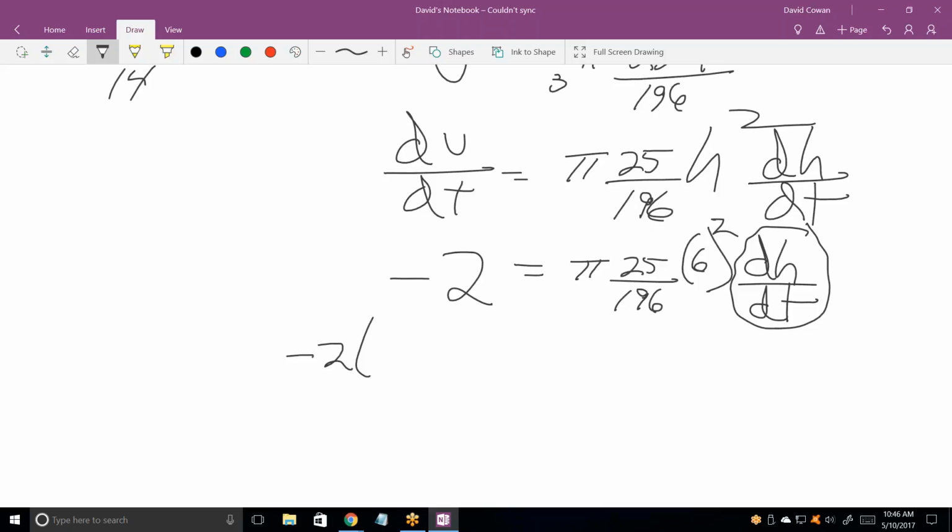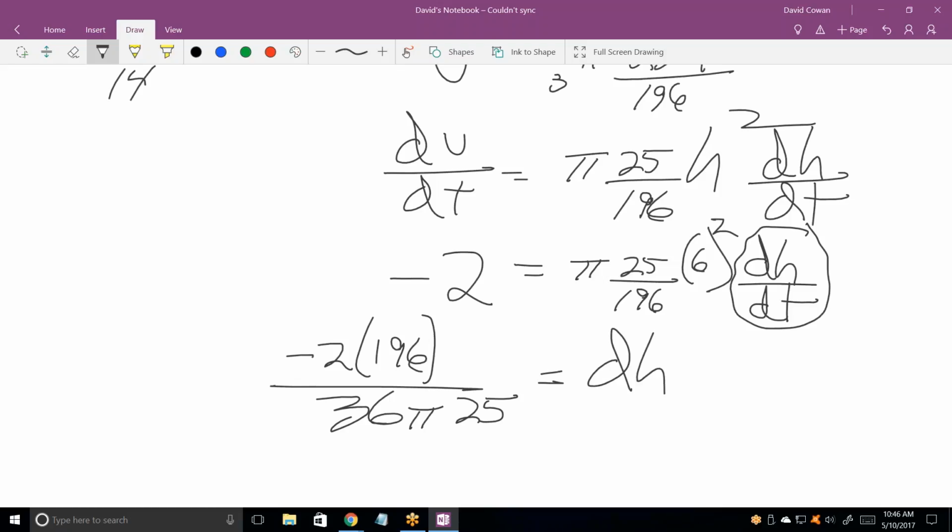That's easy. Okay, here, I'll write the final answer. And it's all going to be divided by 36 pi times 25. That's what dH/dt is. And notice that it is also negative, as it should be. It's reducing in height with time. It's not increasing. It's not getting higher.